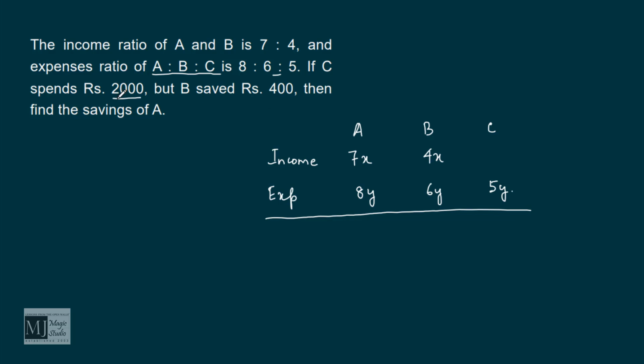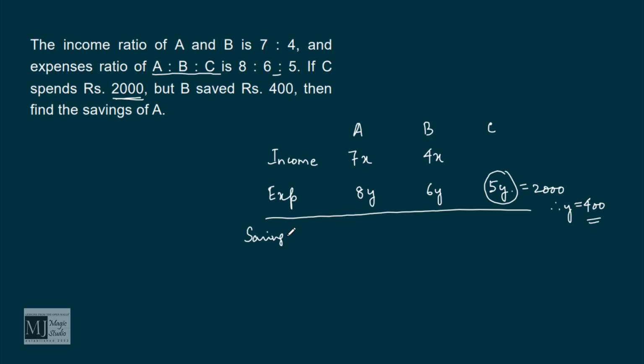If C spends rupees 2000, spends means expenses, that means it is given that 5y is equal to 2000. Therefore, clearly y is equal to 2000 by 5, that is 400. Done. B saved 400.